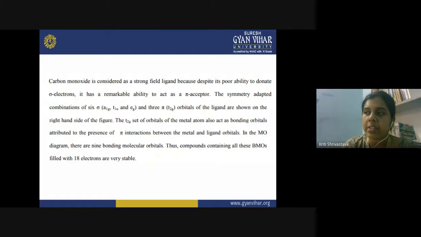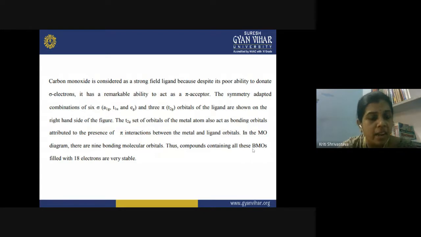Where it is accepting the pi electrons, it becomes a strong pi acceptor and accepts the unused electron density on the metal atom into its empty LUMOs. These empty LUMOs have a very special symmetry, so they can easily combine with the d orbitals. They can overlap with the d orbitals of the metal atom, which are already filled. That effective overlap takes place so quickly and easily due to the symmetry combinations. Now these LUMOs accept the electron from the metal atom and form a pi bond. This behavior makes carbonyl a very strong field ligand.